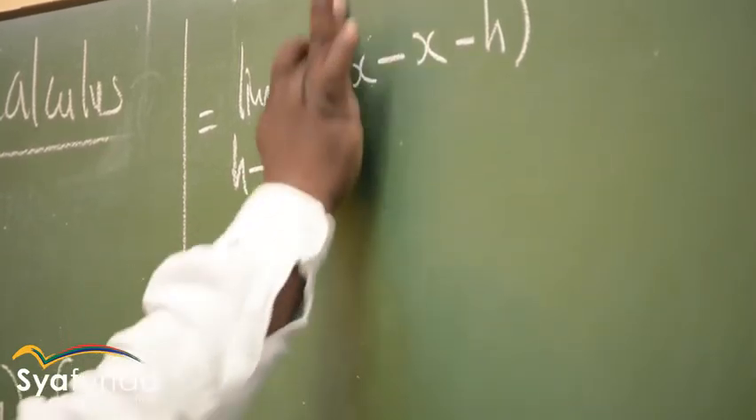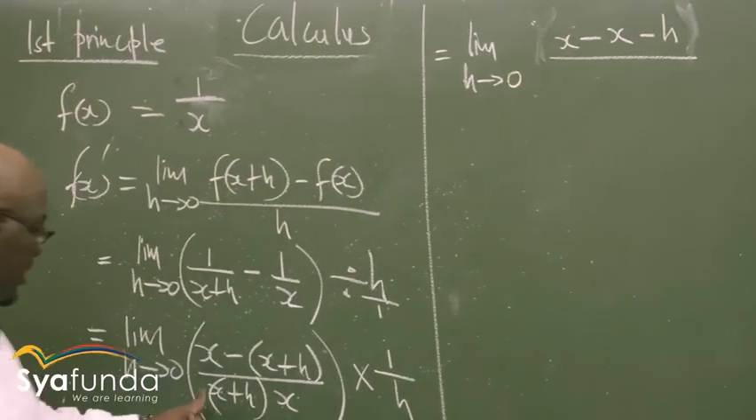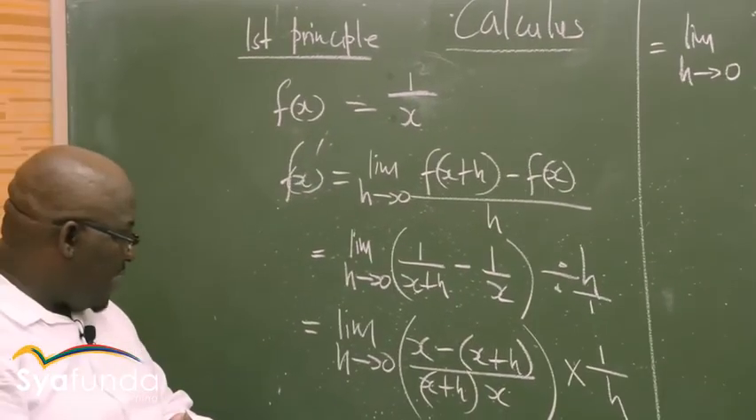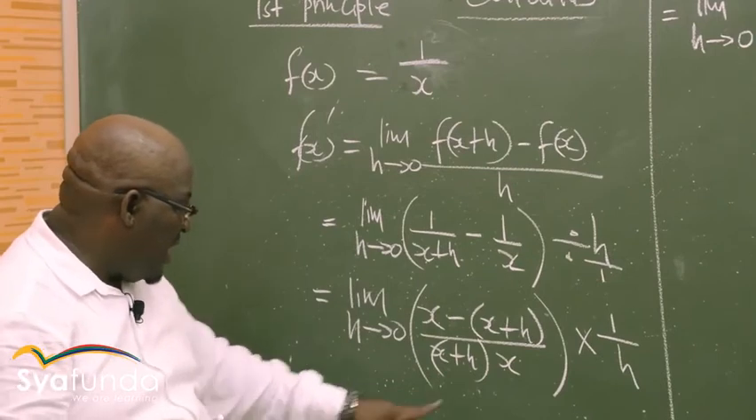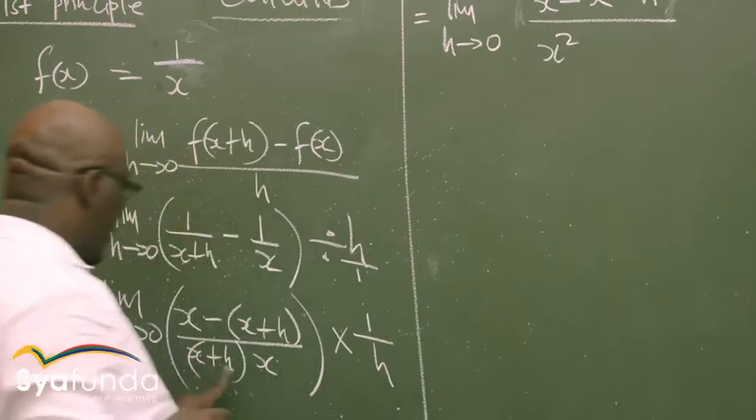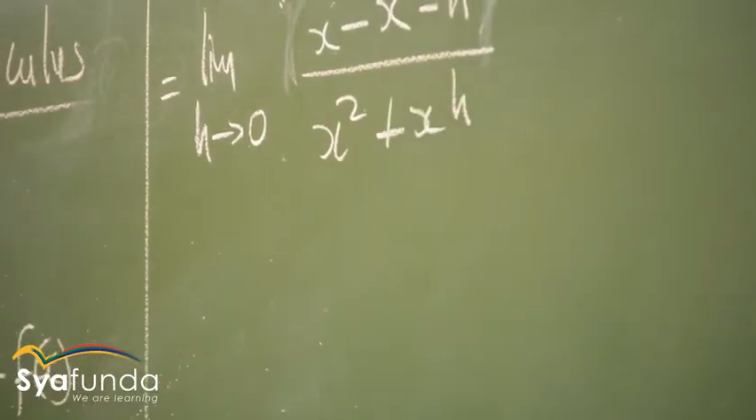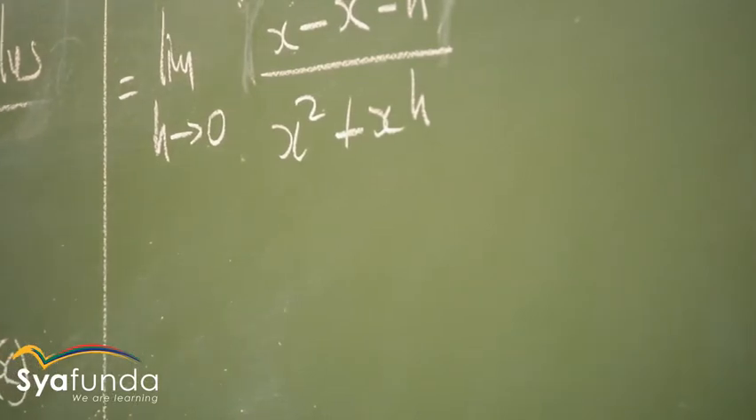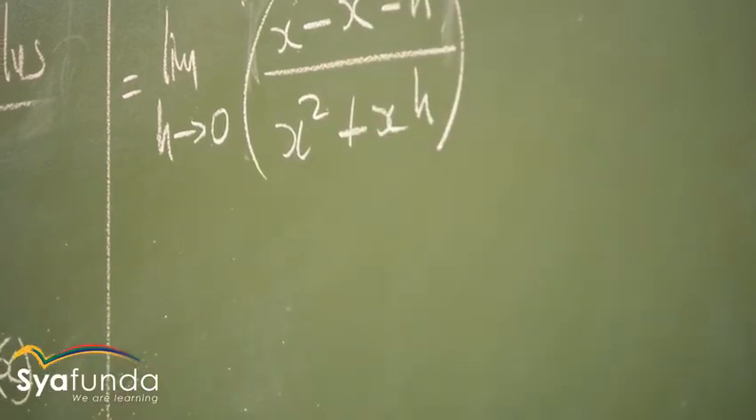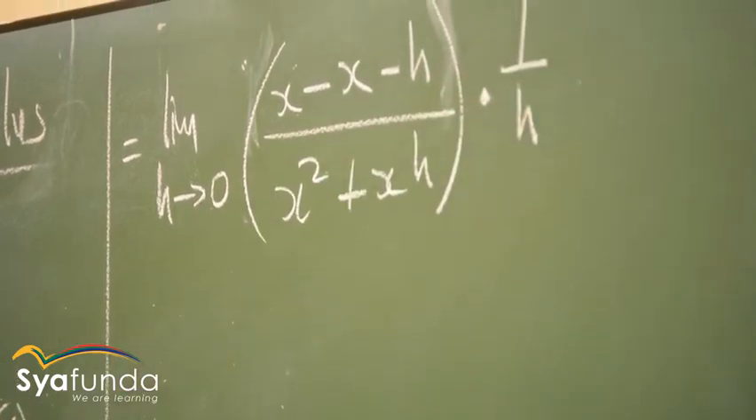Remember, all this is divided by what? All this is divided by this. It is x. Let's just multiply it. What do we get here? X times x is x squared. Then x times h is xh. So it's plus xh. That's what we have there. Put this together. We multiply it by 1 over h. All right, that's what we have so far.